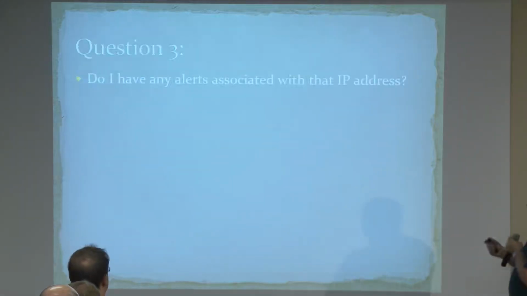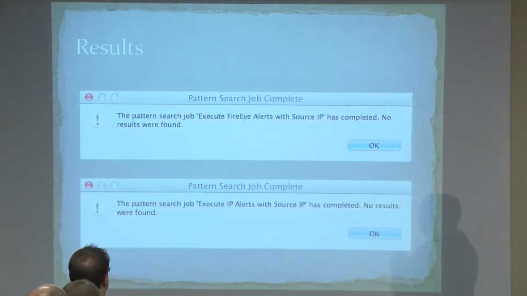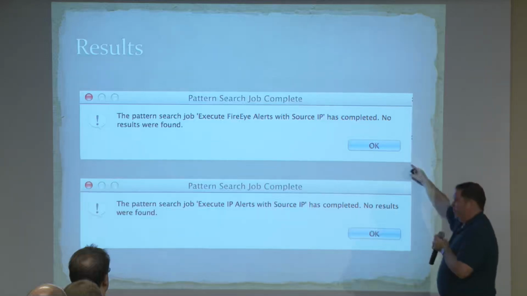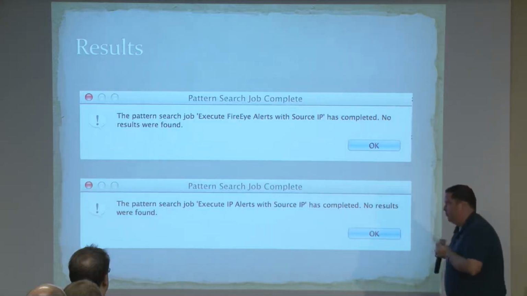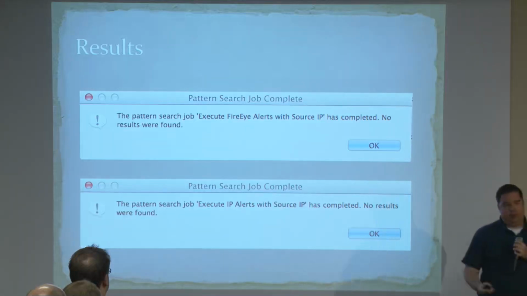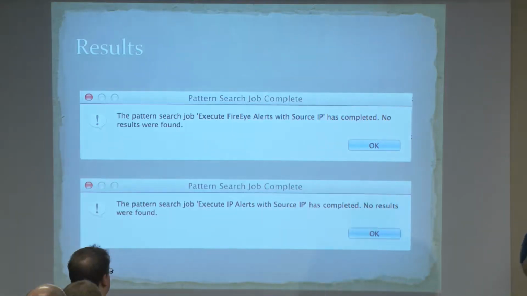All right. So question 3, do I have any alerts associated with the IP address? So now I want to look at my other systems and kind of pull in data here. So what I did is I said, all right, run me a search for any alerts from my FireEye system, run me a search from my IPS system, and then tell me if you find anything. And in this case, my answer was no. We don't have any alerts from those guys.